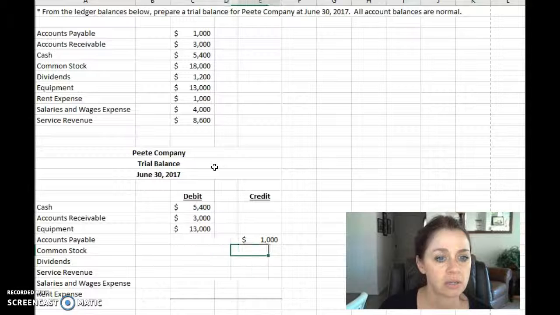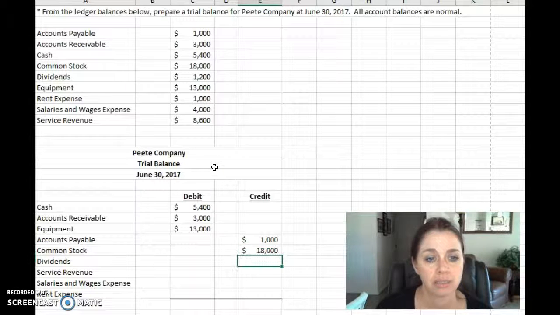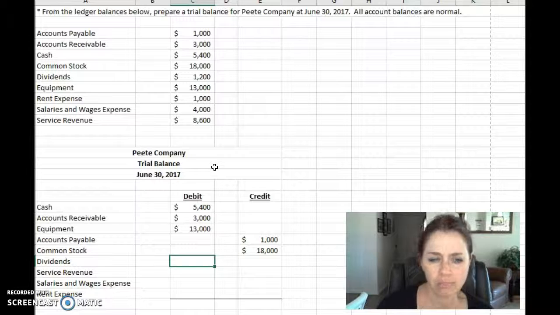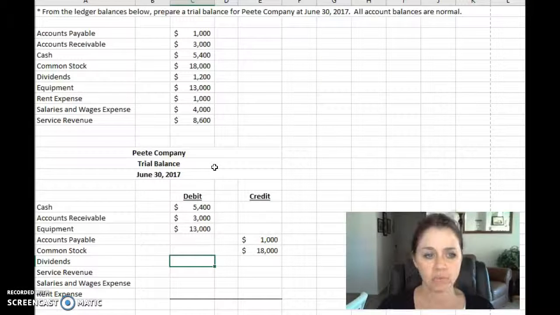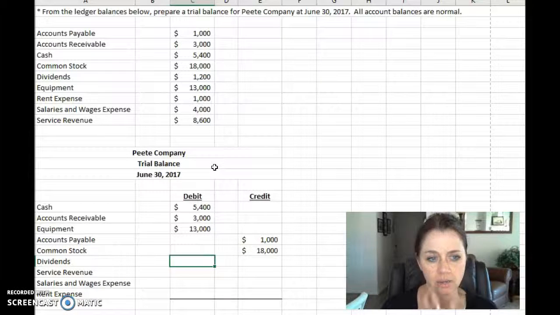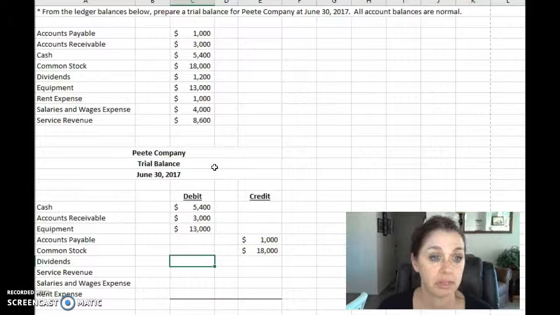Our common stock is considered also a liability or credit in this regard for a trial balance. That's $18,000. That one I don't completely understand, and hopefully I can get more clarification the more studying I do, and also in the webinar that we have this evening.